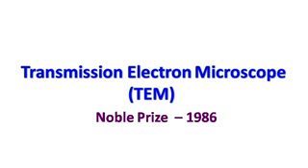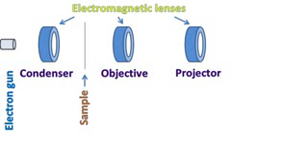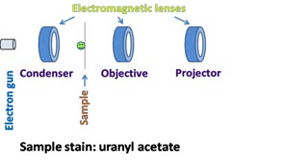Let's see the construction of the transmission electron microscope. The transmission electron microscope has an electron gun as a source of electrons. As the moving electrons have a magnetic field, they can be easily focused using electromagnetic lenses. Now, just like an optical microscope, TEM has a condenser lens, objective lens, and a projector lens. However, these are all electromagnetic lenses.